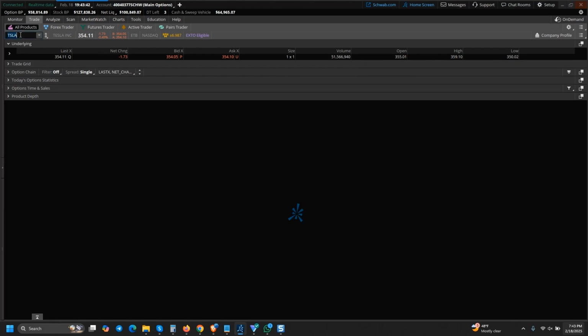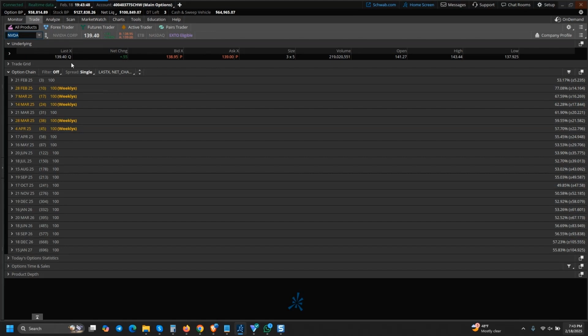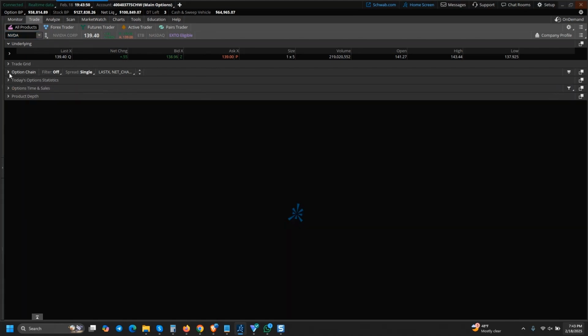I could put in, let's say, NVIDIA, and if I type that in, again, we'll verify we have the right stock. Click on this and it'll close that options chain for you. And we'll see, again, the same information. Again, we'll see this is aftermarket. It closed at 139.40. In the aftermarket, it's down maybe 50 cents or so, right?